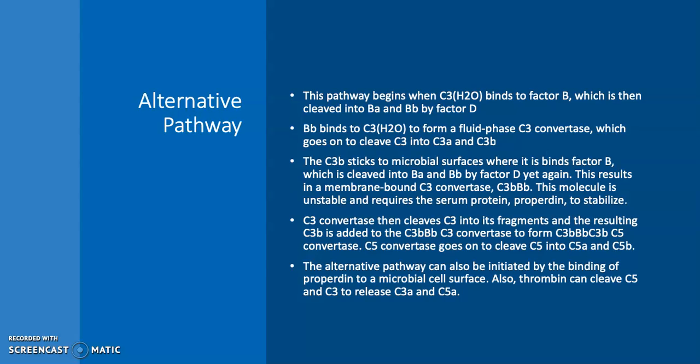C3 convertase then cleaves C3 into its fragments, resulting in C3b that is added to the C3b,Bb C3 convertase to form C3b,Bb,C3b, C5 convertase. C5 convertase goes on to cleave C5 into C5a and C5b fragments. The alternative pathway is interesting in that it has multiple points of activation. Properdin, the stabilizing molecule, can also bind to microbial cell surfaces and form the recognition function for this pathway. Also, thrombin can be used to cleave C5 and C3 and release their anaphylatoxins, C3a and C5a, effectively initiating this pathway as well.